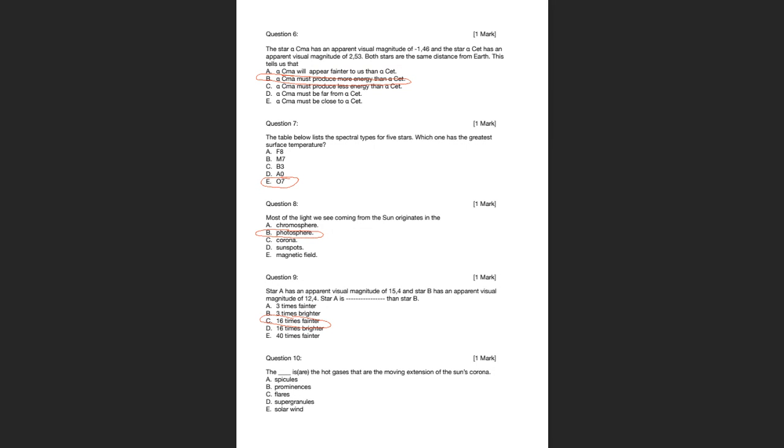So question number 10, what is or are the hot gases that are a moving extension of the sun's corona? So I have B, C, and E. Why do you guys say E? Yes, you guys are correct. Solar wind forms part of the corona, and you are right, wind equals gas. So yes, the correct answer is number E.